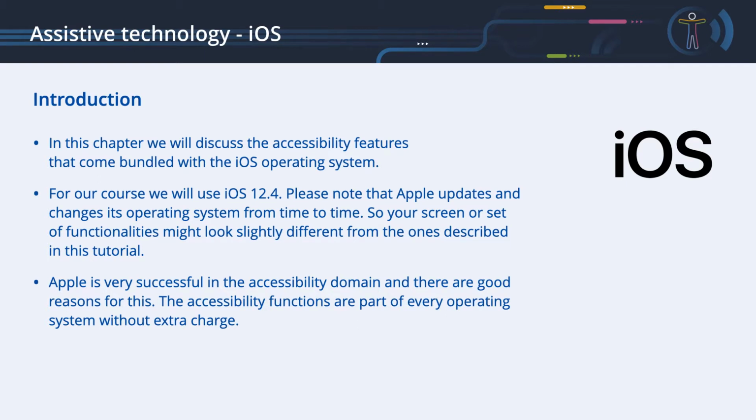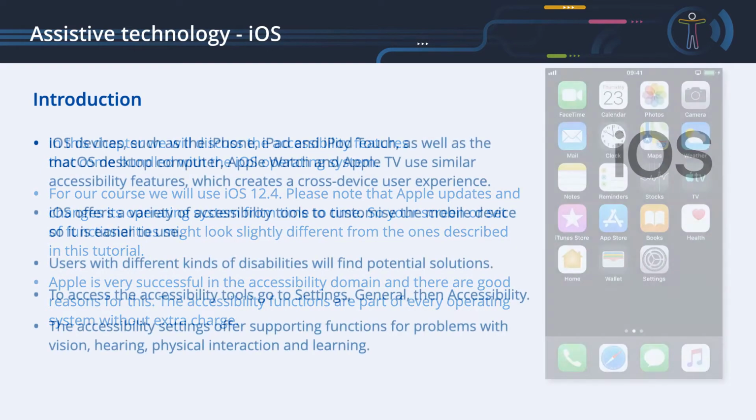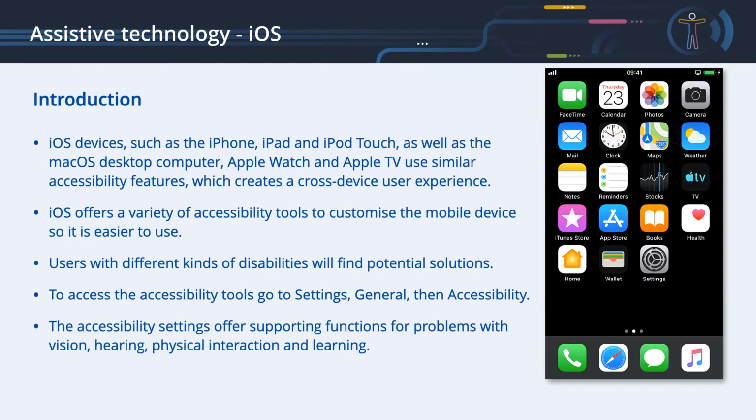Apple is very successful in the accessibility domain, and there are good reasons for this. The accessibility functions are part of every operating system without extra charge. All their devices come bundled with assistive technology. iOS devices such as the iPhone, iPad, and iPod Touch, as well as the macOS desktop computer, Apple Watch, and Apple TV, use similar accessibility features, which create a cross-device user experience.